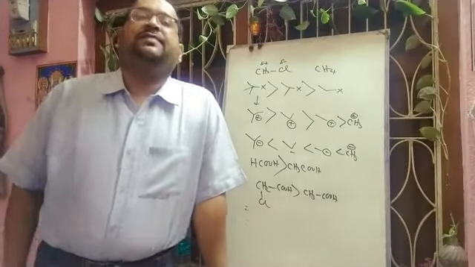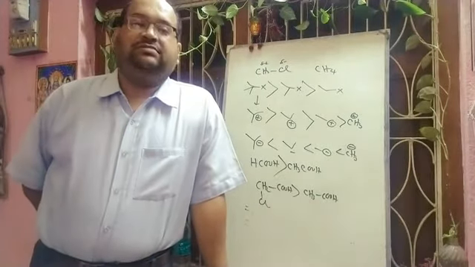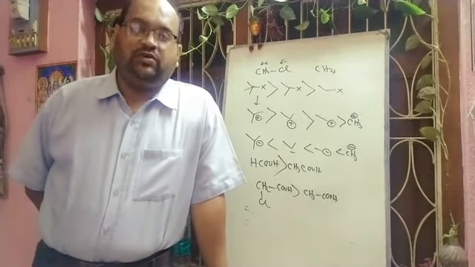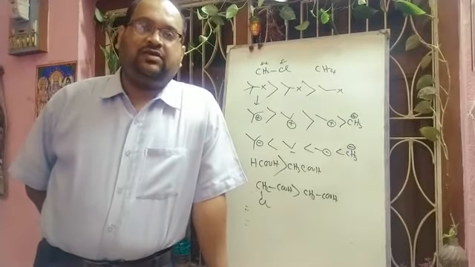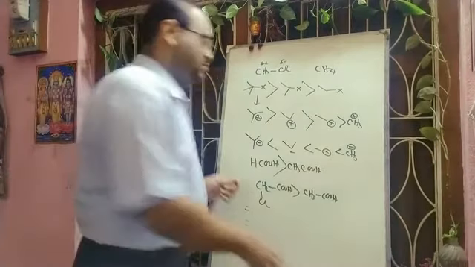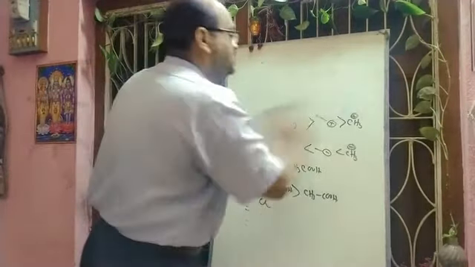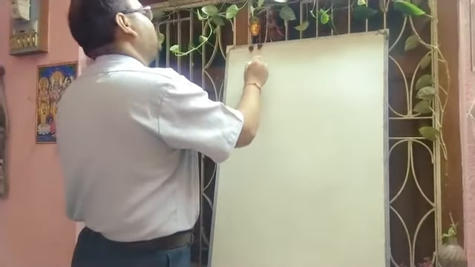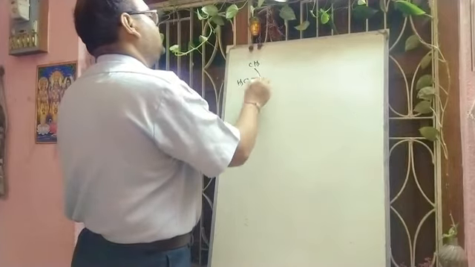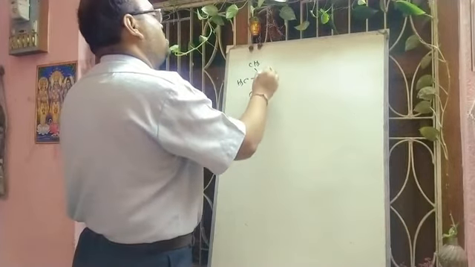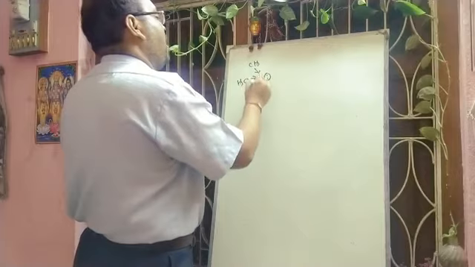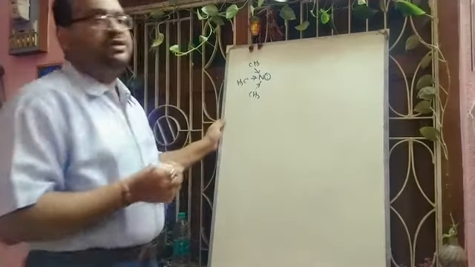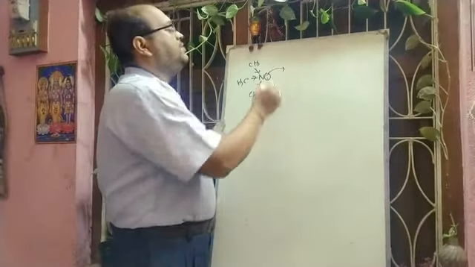Next one is trimethylamine. Trimethylamine is a very good base because the methyl group will increase the electron density on the nitrogen atom. Because of this electron density, it can donate the electron pair better.